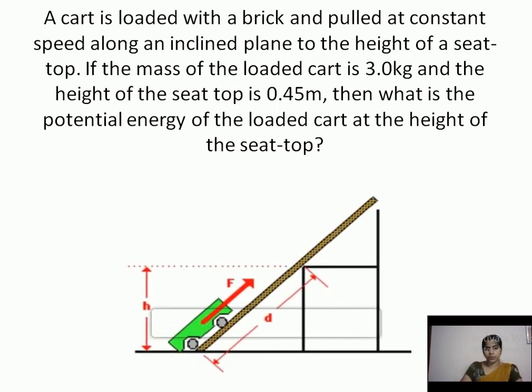See the figure, this is the figure. See the height, it's given up to the seat top, that is 0.45 meter. And what is the mass of this loaded car? It is 3 kg. So what we need to calculate is the potential energy of the loaded car at the height of the seat top. Here, what is the potential energy? Okay, how to calculate this? What's the equation of this potential energy? Yes, that's right.